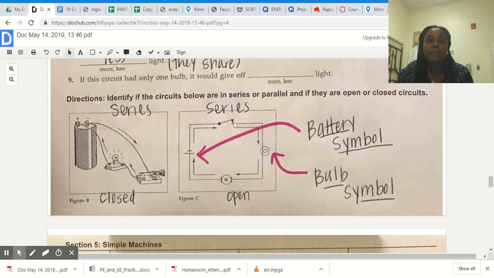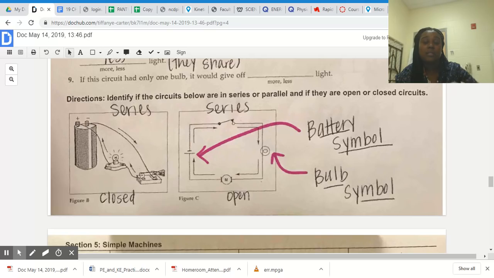So the switch is open. If the switch is not lying flat, typically that means it's open and that means electricity is not flowing. So when it is closed, that means that my electric current is flowing. So you always want a closed circuit if you want electricity to flow. If you don't want it to flow, that's when you open it.